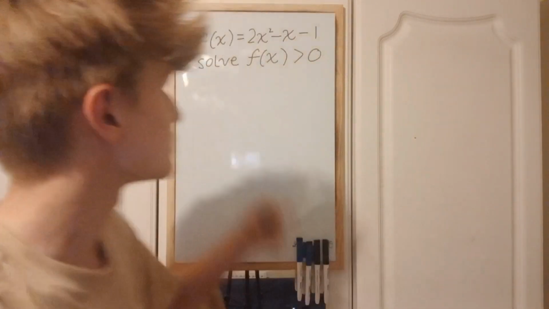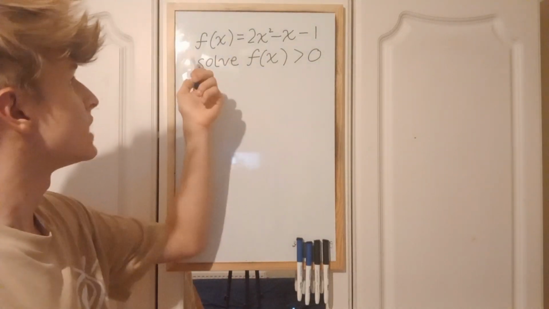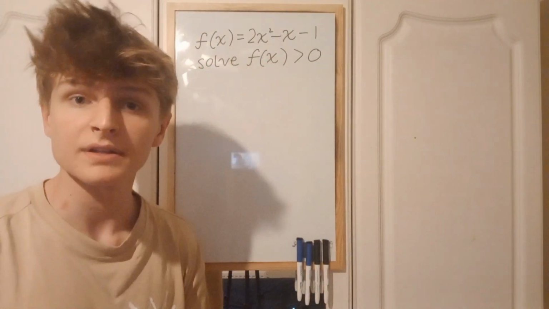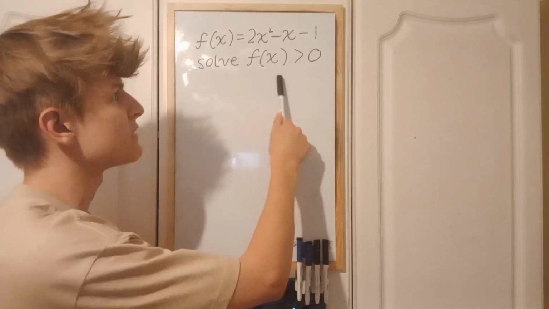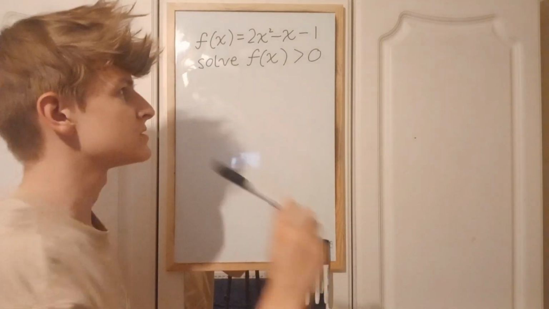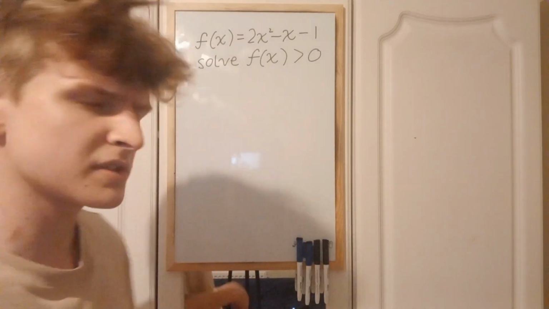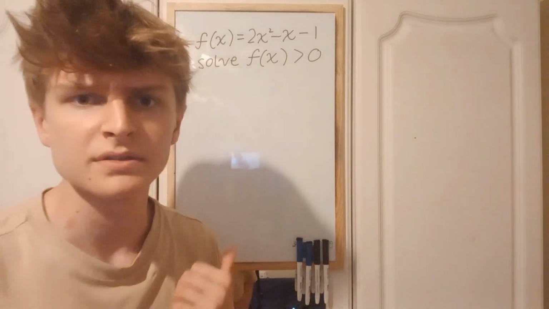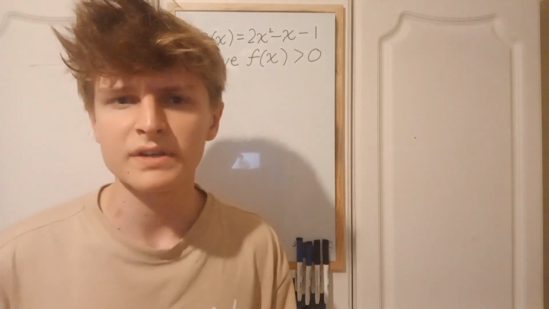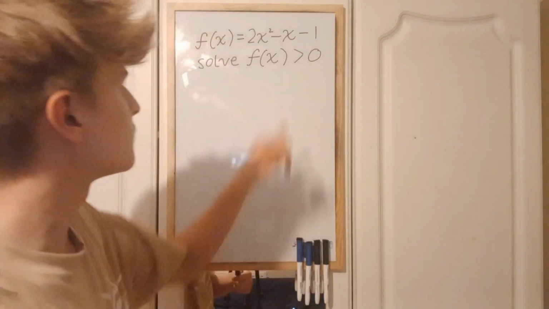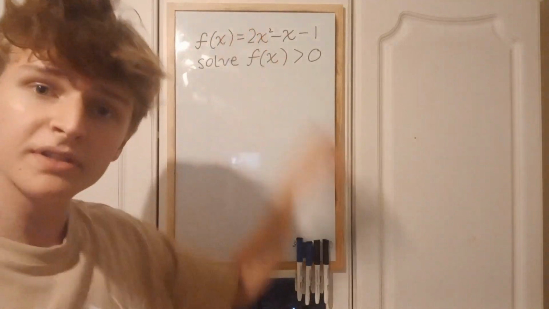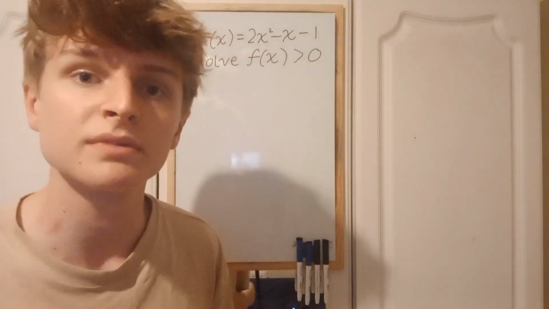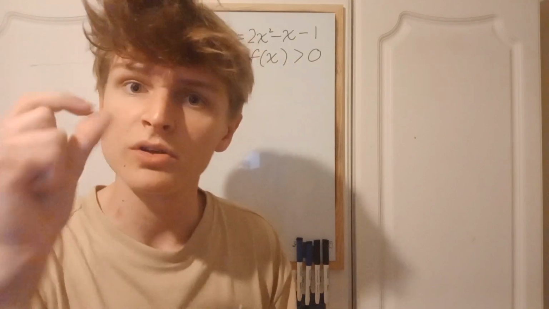Okay, so my boys, to start, we're going to try and solve this bad boy up here. We've got f of x equals 2x squared minus x minus 1. I'm being asked to solve f of x greater than 0. So first of all, let's think about what that means. If we're trying to solve f of x greater than 0, we're trying to figure out all the values of x such that when you chuck them into the function, it outputs positive numbers. So we're looking for a range of x values, not just one single x value.